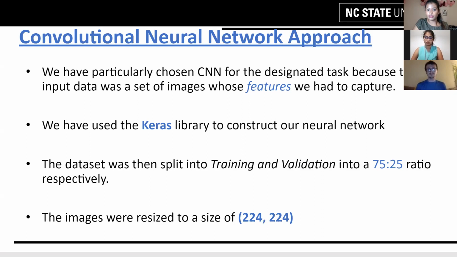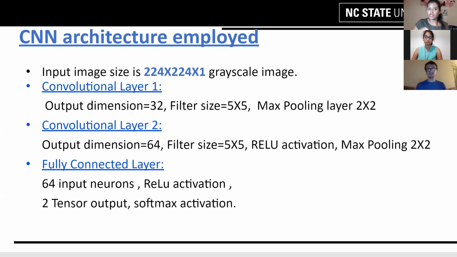We split our training and validation data sets in a 75-25 ratio, and we ended up with around 795 training images and 265 validation images. We used the Keras library to construct our neural network. The architecture was very straightforward and simple. We used 2 convolutional layers connected to a fully connected layer. The output neurons were just 2 because of the 2-class classification. We used categorical cross entropy as our loss function, along with the Adam optimizer.